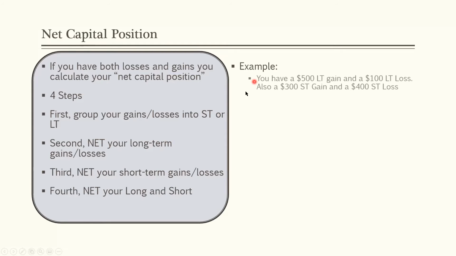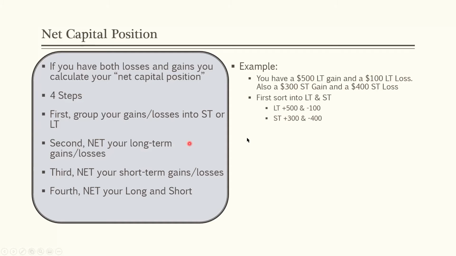So let's look at an example of that. You have a $500 long-term gain, a $100 long-term loss, a $300 short-term gain, and a $400 short-term loss. So step 1, group your gains into long-term and short-term, which we've done here. We have a $500 long-term gain, a $100 long-term loss. Short-term, we have a $300 gain and a $400 loss.